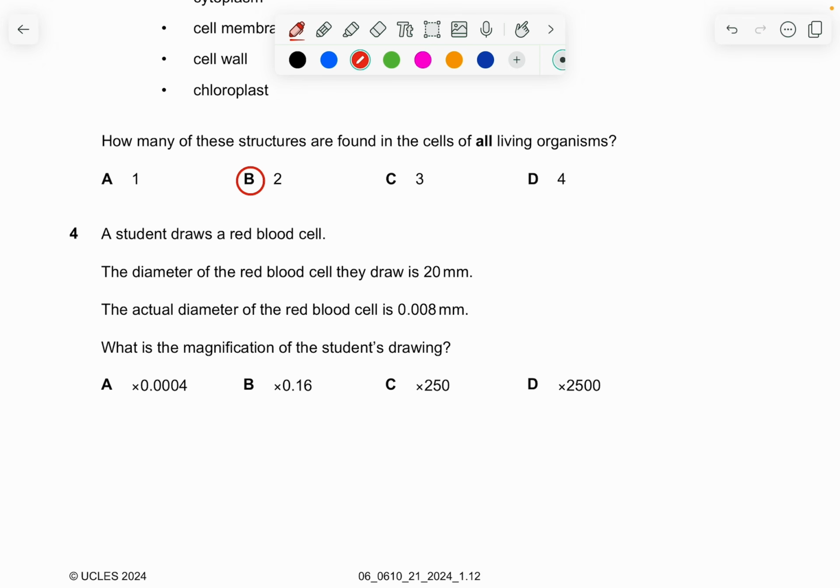Every time in any of my past paper videos, I always love to use the formula triangle. I, A, M. So in this case, it's I divided by A. Since it's the same unit, you don't have to change it to micrometers, but if you want, it's still possible. So you just use 20 divided by 0.008. So your answer you get is 2500 magnification. So the answer is D.